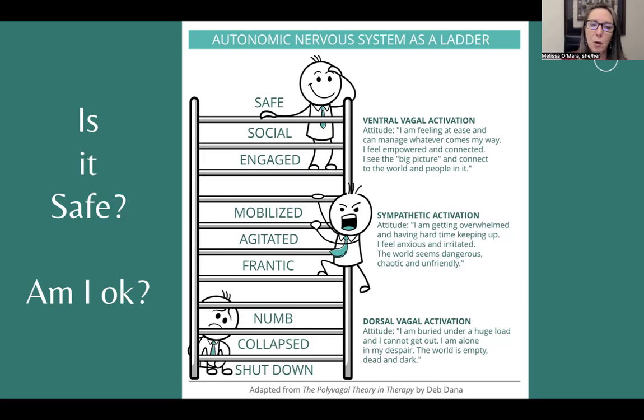In the middle, we're mobilized, agitated, or frantic. And this is where the sympathetic activation comes in, where we're beginning to feel a bit overwhelmed. And then at dorsal vagal levels, we are approaching shutdown, we're approaching collapse. So you can see how our internal systems, in many ways, have our own carrying capacity and our own way of being an overshoot and leading towards at least temporary collapse.